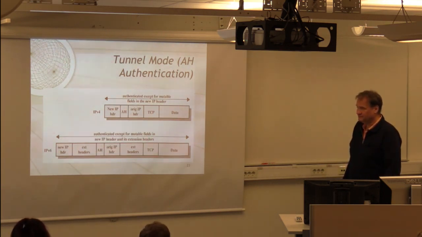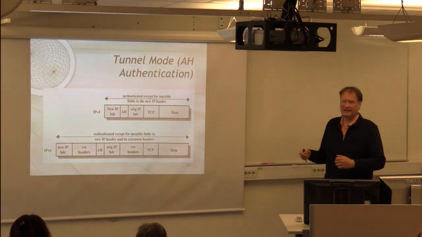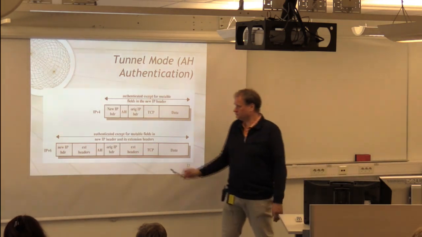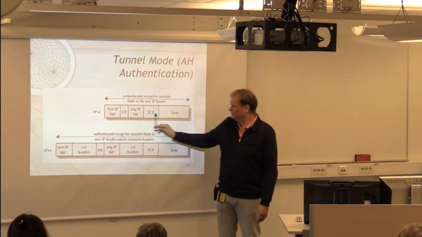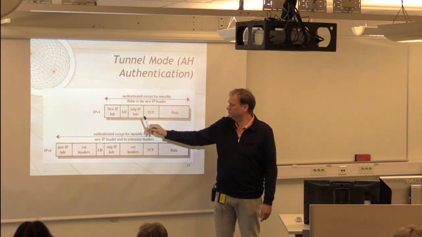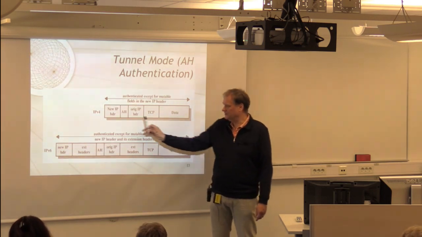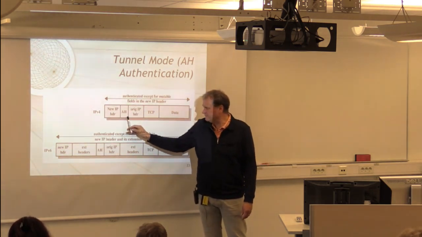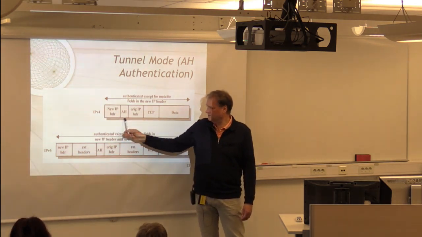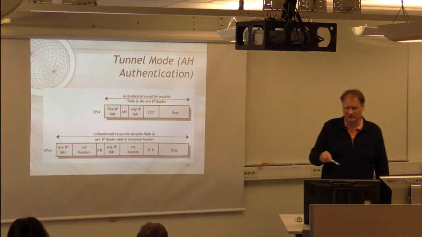In tunnel mode, well, now we take the entire packet and encapsulate it, put it into a new one. So here we have the original packet, the datagram with the header, and then the content with a TCP. And now we put an entire new header on top of that. So this is the new IP header, and we also again have to insert an authentication header as part of the payload of the new outer packet.